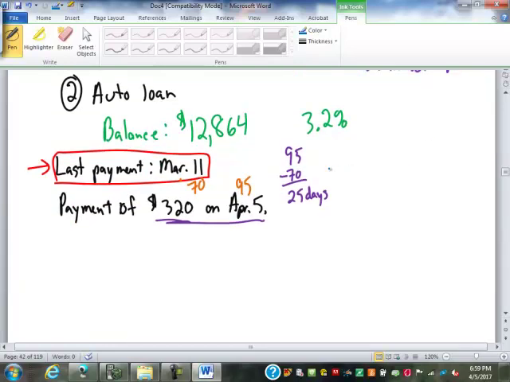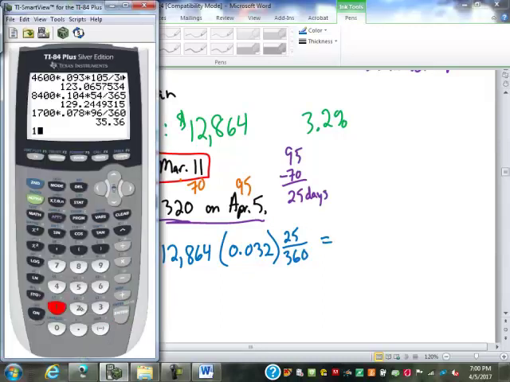So now let's take a peek here at what the amount of interest is. The interest is going to be that principal of $12,864 times 0.032 for a 3.2%. Now, did we state exact or ordinary? No, we didn't say anything, so we're going to assume ordinary. So 12,864 times 0.032 times 25 divided by 360. We got interest of $28.59.